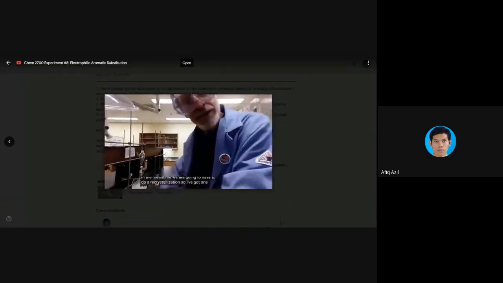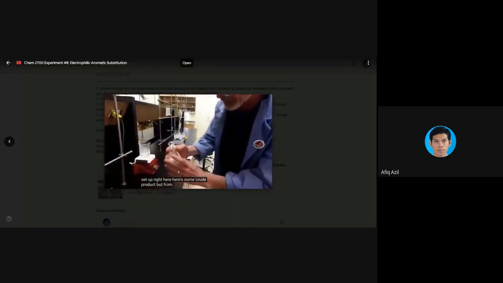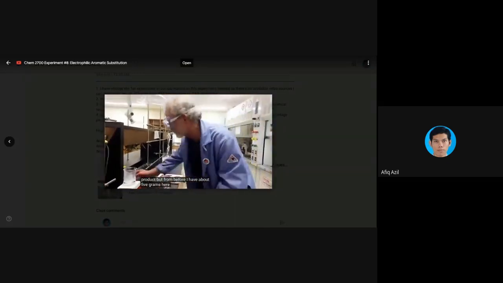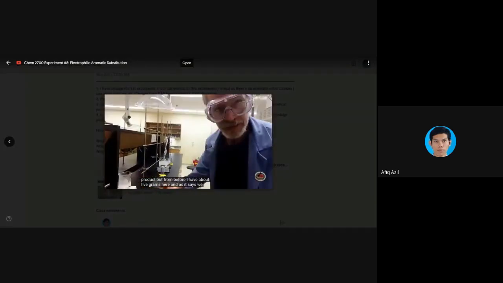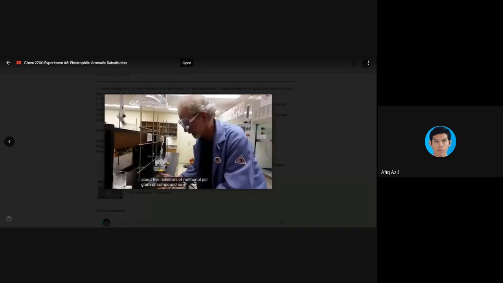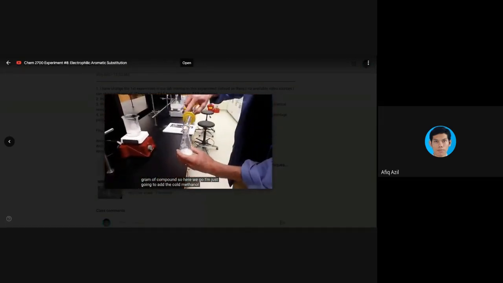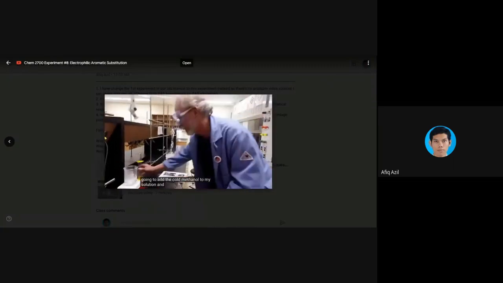So I've got one set up right here. Here's some crude product from before. I have about 5 grams here. And as it says, we need about 5 milliliters of methanol per gram of compound. So here we go. I'm just going to add the cold methanol to my solution.